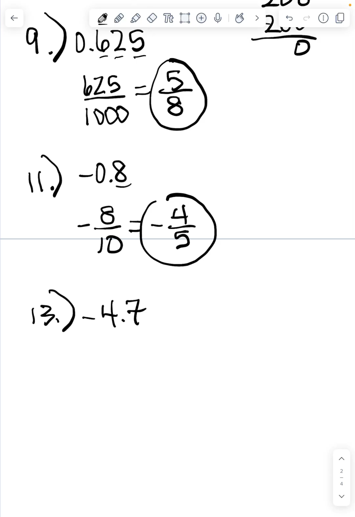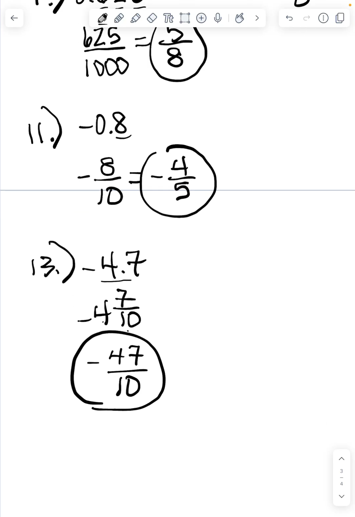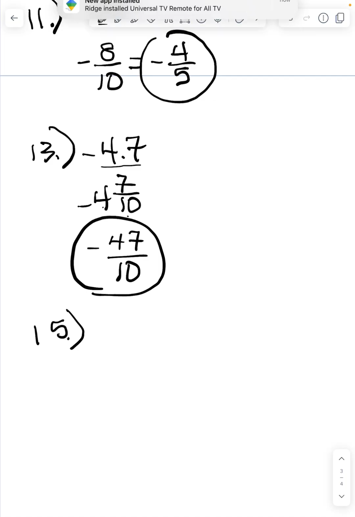Number 13, we have -4.7. Let's say there's 2 ways you can go about this. You can just say, all right, this is the same as -4 and 7/10. And then you can do what we did in the last section, which was multiply 4 by 10, get 40, add the 7. It's -47/10. If you wanted to, you could just take this and put it over 10 right at the beginning. A little extra work there, so I think I'll just stick with this solution that I've got here.